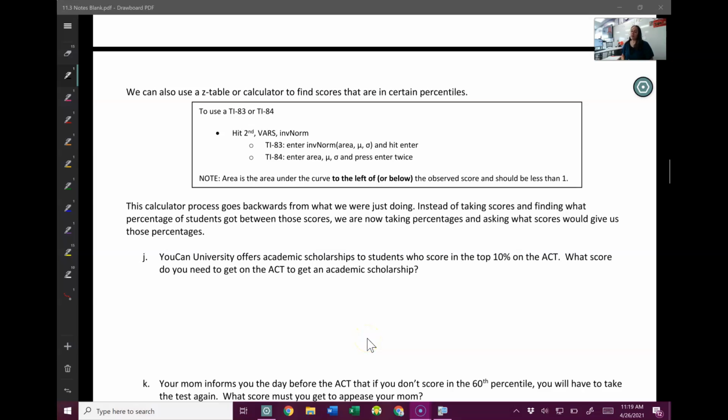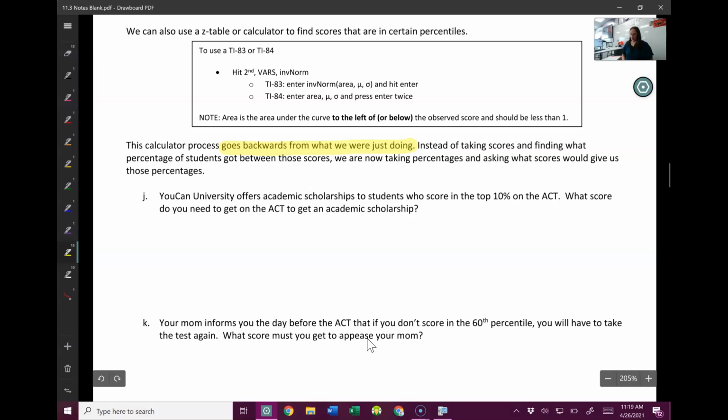Let's talk about the inverse norm function on your calculator. Now this calculator process goes backward from what we were just doing. So in the last video we said, here's some scores, what percentage of people are between these scores? We want to go backwards now. We're going to say, here's a percent, what scores would be between these percentages?